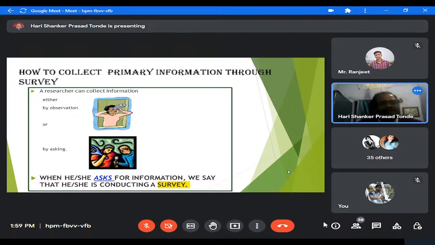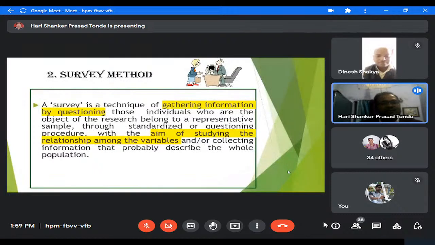Survey method. A survey is a technique of gathering information by questioning those individuals who are the object of the research, belonging to a representative sample, through a standardized questioning procedure, with the aim of studying the relationships among variables or collecting information that probably describes the full population.